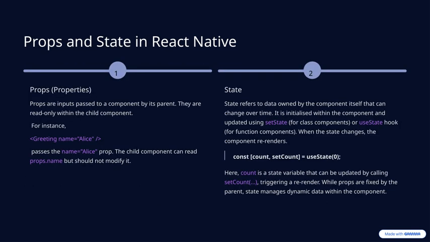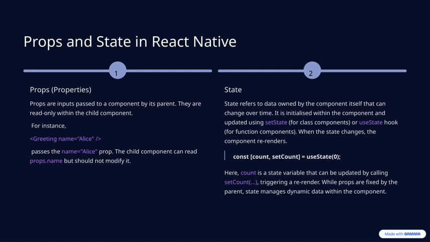Let's talk about props and state in React Native, which are fundamental concepts for building dynamic components. First, props or properties are inputs that we pass from a parent component to a child component. Think of them as the data or configurations that a parent provides to customize the child. For example, if we have a greeting component, we might pass a name like Alice using a prop. Greeting name equals Alice. Inside the greeting component, we can access this prop with props.name.